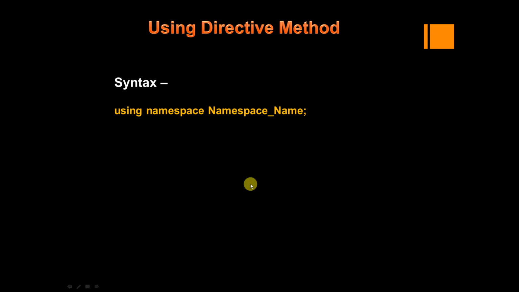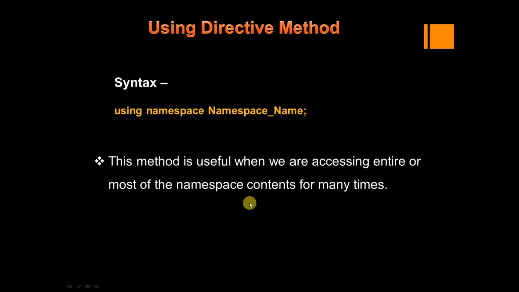The syntax of the using directive method is the using keyword, followed by the namespace keyword and the namespace name. That is, using namespace and the name of the namespace whose contents we are trying to access. This method is useful when we are accessing the entire or most of the namespace contents many times.